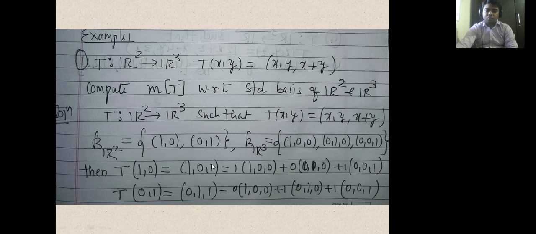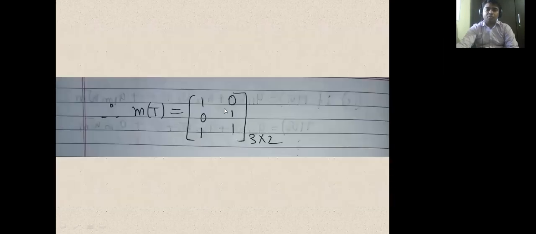Now you write each of these as a linear combination of the other side basis, that is (1,0,0), (0,1,0) and (0,0,1). If you write the first as a linear combination, you will get the coefficients 1, 0, 1. Similarly, for the second, you will get the coefficients 0, 1, 1. Collect these coefficients and write them in column form. This is the first linear combination, and this is the second. This matrix is called the matrix associated with T.